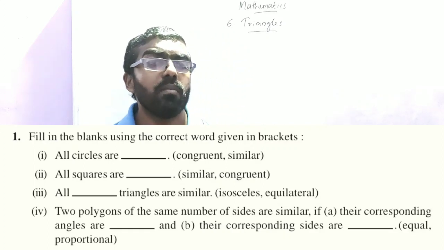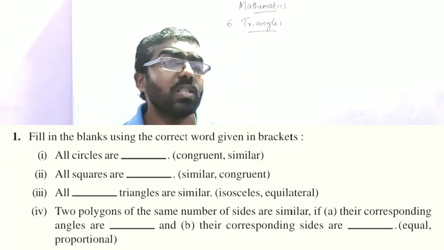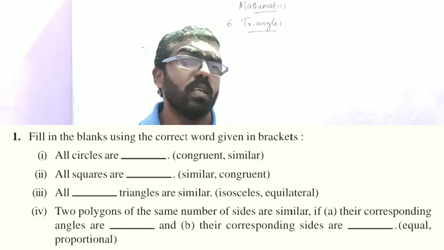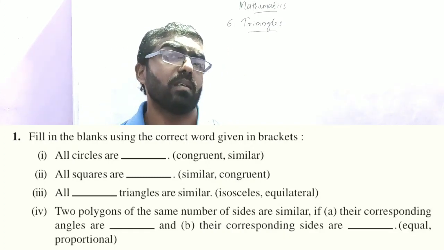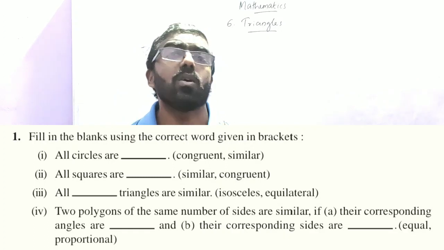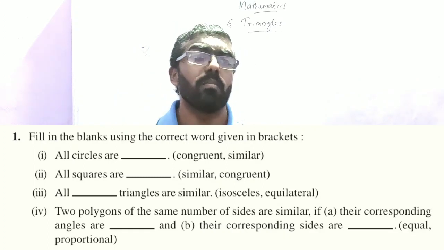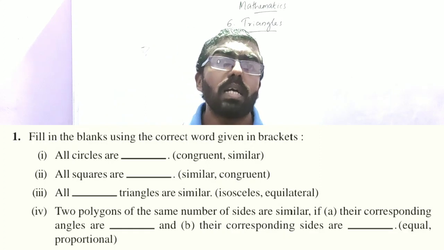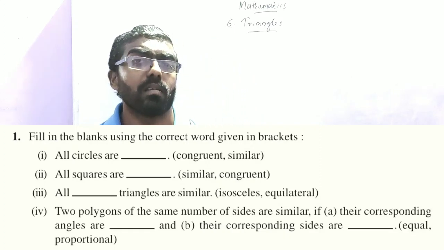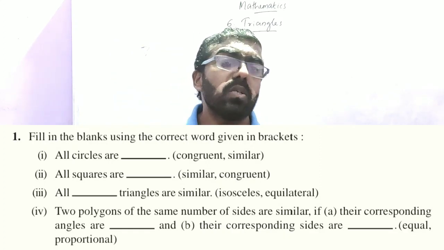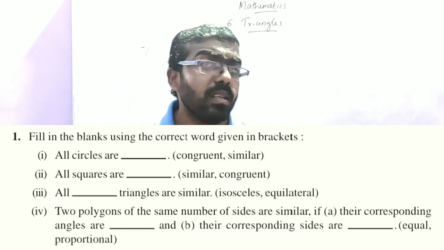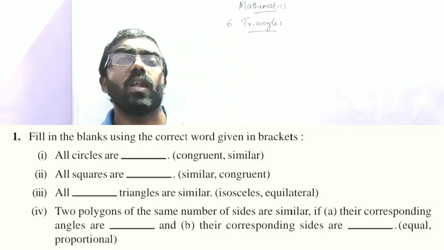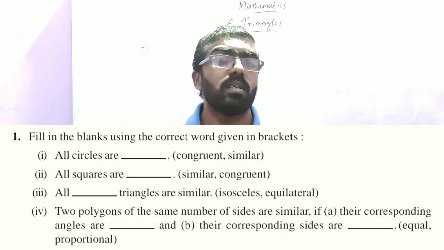And we move on to the second question. All squares are dash, similar or congruent. Here also similar. All squares are similar because the shape remains the same. And the third one is: all dash triangles are similar, and the options are isosceles and equilateral. Clearly the answer is equilateral. All equilateral triangles are similar.